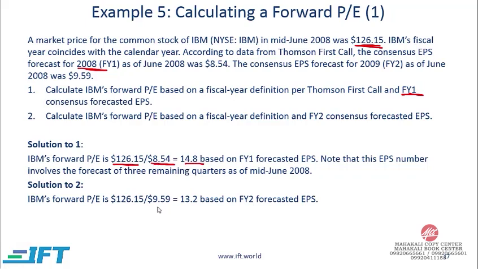When you take fiscal year 2, then you need to take the EPS or the estimated EPS for fiscal year 2, which is 9.59. So the stock price doesn't change, obviously, but the denominator changes. So you have a different PE.